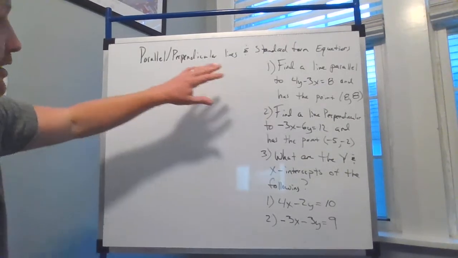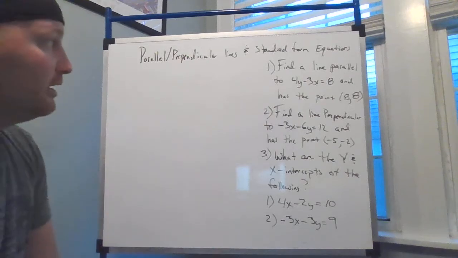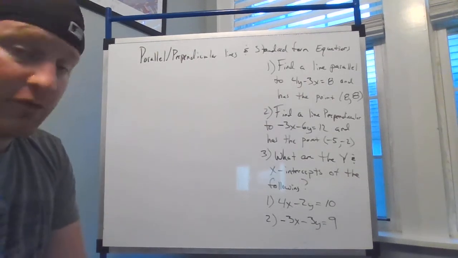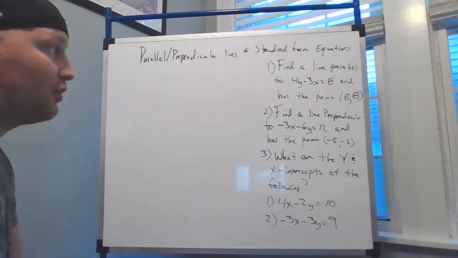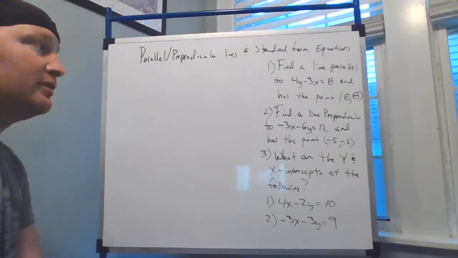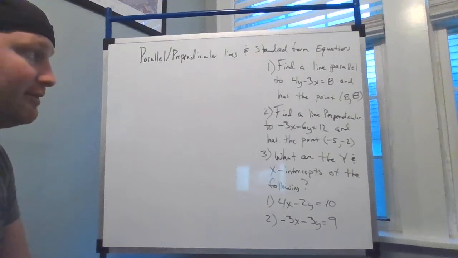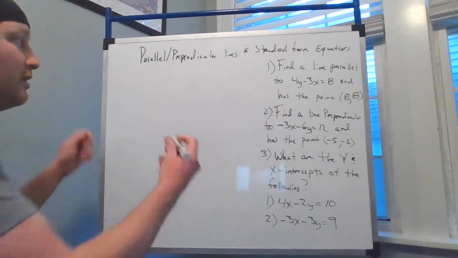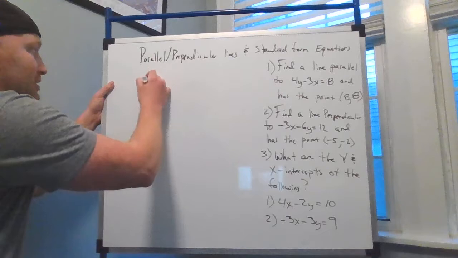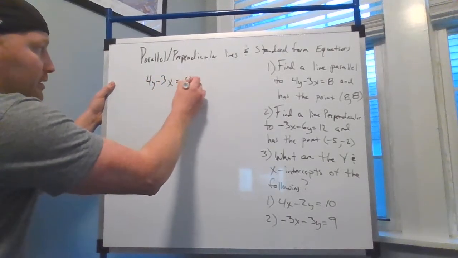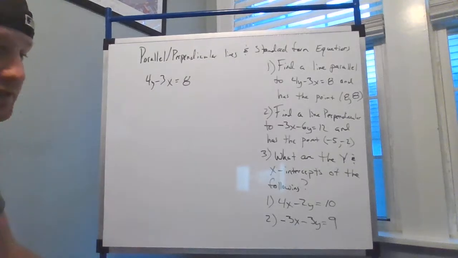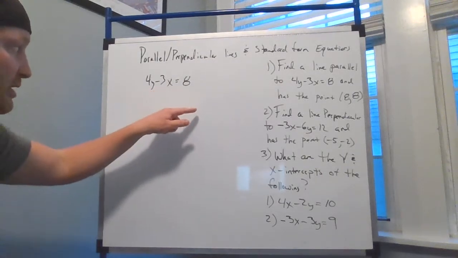So first things first, we're going to do a parallel perpendicular line in standard form to review how to do this, because now this is all coming together. First question says, find a line parallel to 4y minus 3x equals 8 and has the point (8, 8). So this is going to be a question on tomorrow's test. There's going to be a couple of questions embedded in one here. One of the questions, which is explicit, is how to change this from standard form to slope intercept form.